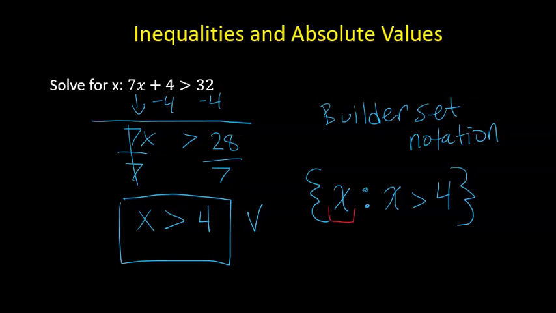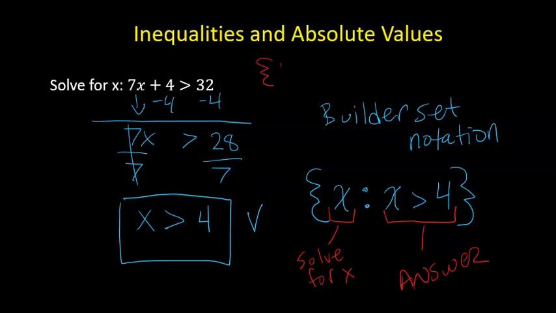So this part is the solve for x. This part is our answer. So that's the setup. So it's essentially curly bracket. What is it telling me to solve for? Dots. My answer I came up with, close bracket. So that's what's up. That's it. Let's try another one.